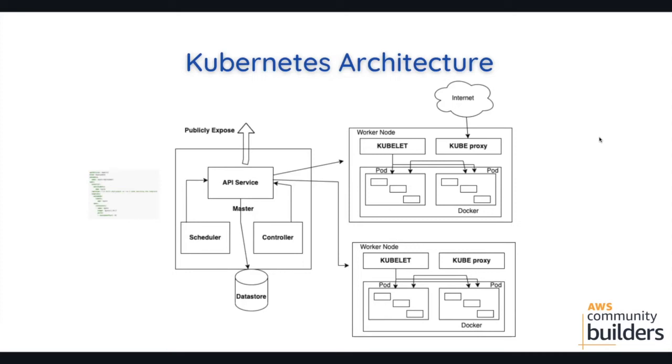So this scheduler and controller talk to the API service, and the API service gives a command to the particular worker node. You can see the arrows here. The controller talks to the API service, and the scheduler also talks to the API service, where the API service gives that command to the worker node through the communication channel.